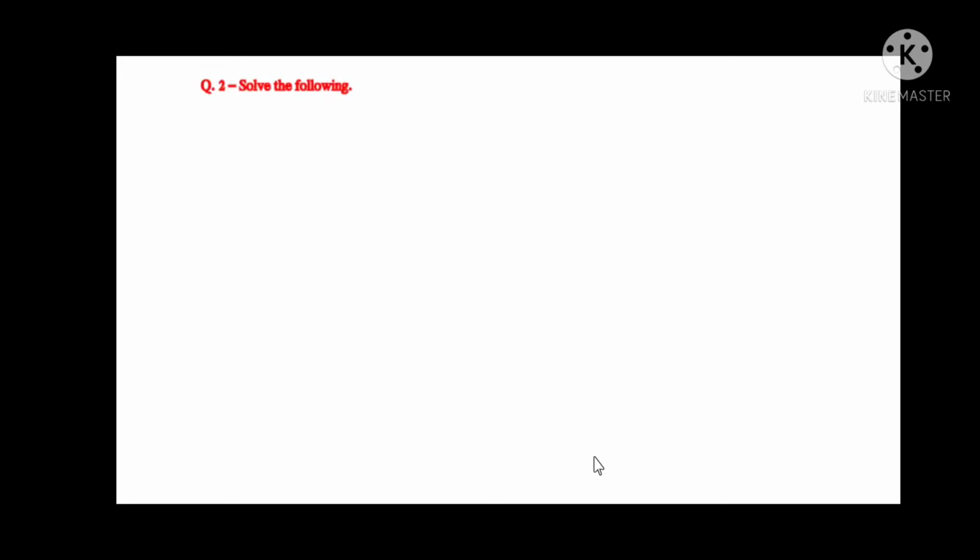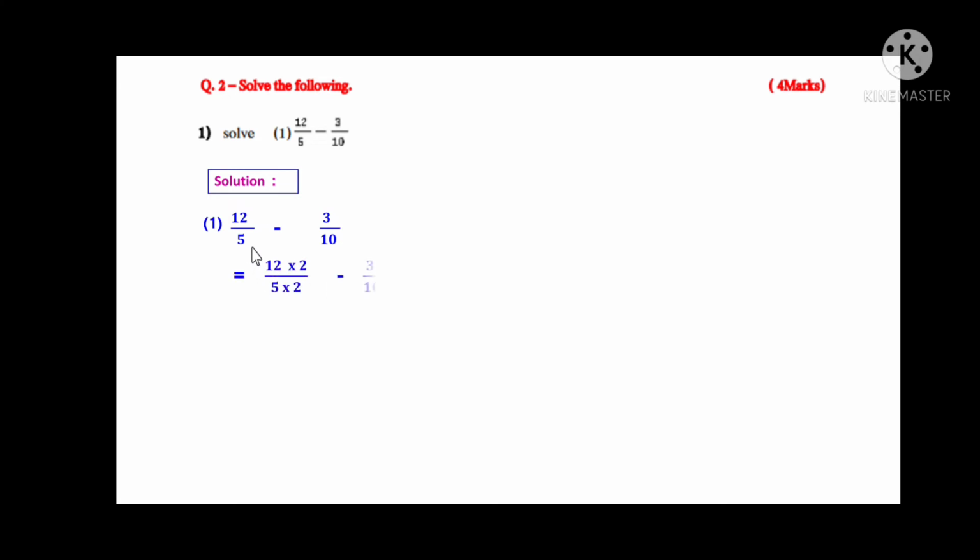Next is question number 2. Solve the following, for 4 marks. Friends, solve number 1: 12 upon 5 minus 3 upon 10. We will solve this first. First of all, we write 12 upon 5 minus 3 upon 10. Here, we make the denominators of both rational numbers the same. So we have to multiply the numerator and denominator of 12 upon 5 by 2.